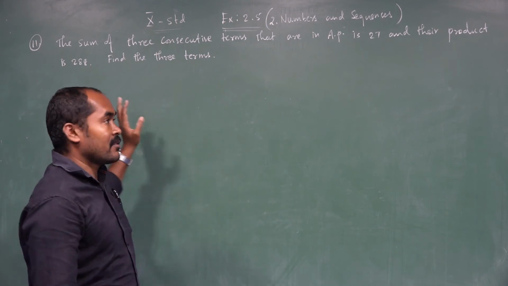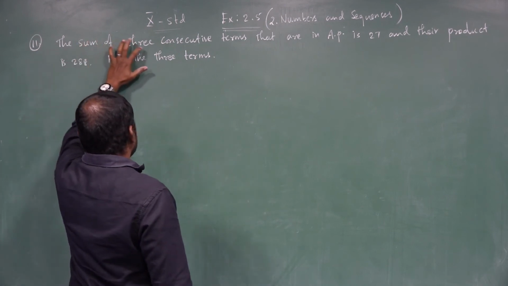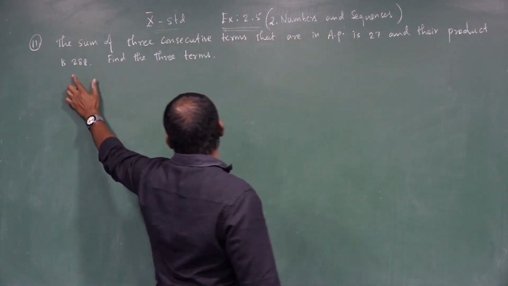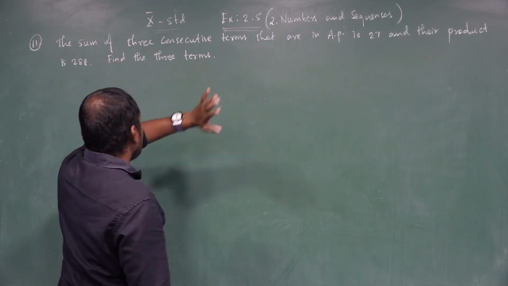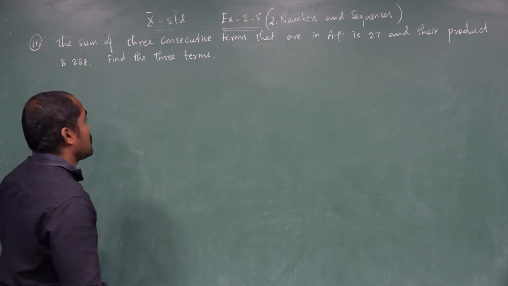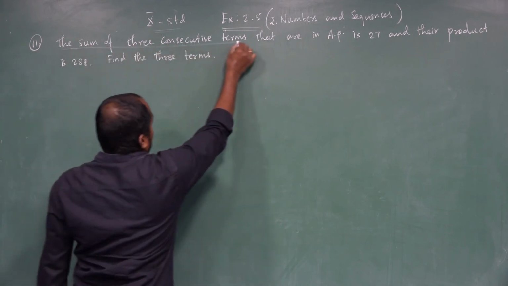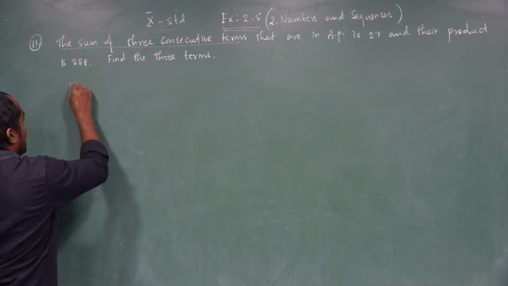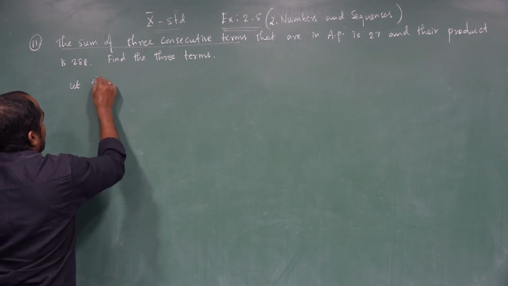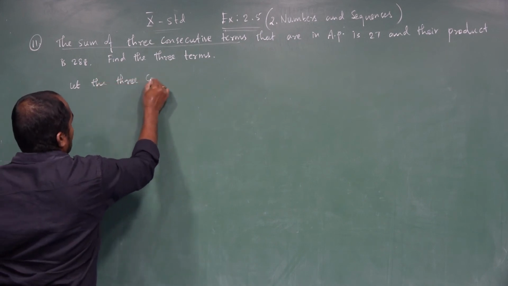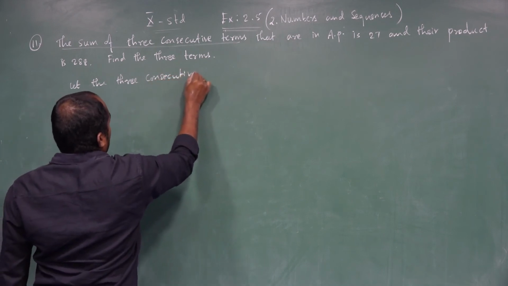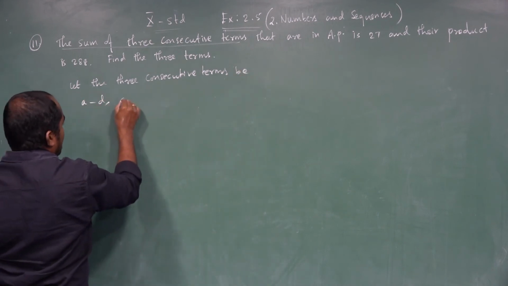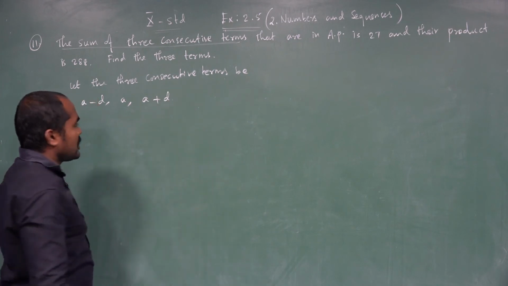Next, exercise 2.5, 11th sum. The sum of three consecutive terms that are in AP is 27 and their product is 288. Find the three consecutive terms. Let the three consecutive terms be A minus D, A, A plus D. So these are three consecutive terms.